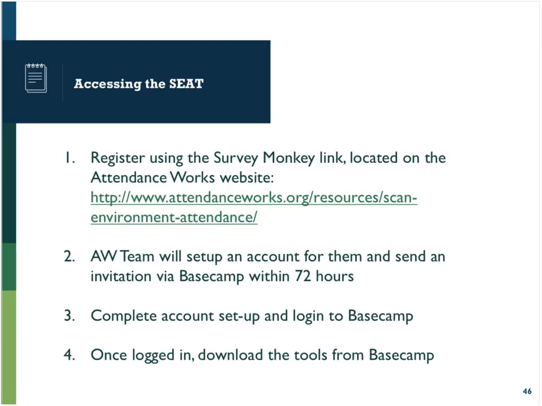So without further ado, I want to introduce to you how to access the SEAT. Again, it's the Scan of Environment for Attendance tool, and we're really excited to offer it to all of you today. You can register and access the tool on our website at attendanceworks.org. You'll have to register using a SurveyMonkey link. The survey basically will tell us a little bit about you and will allow us to get in touch with you for feedback about the tool, because we will be refining and updating the tool on an ongoing basis, at least as we get input from you initially.